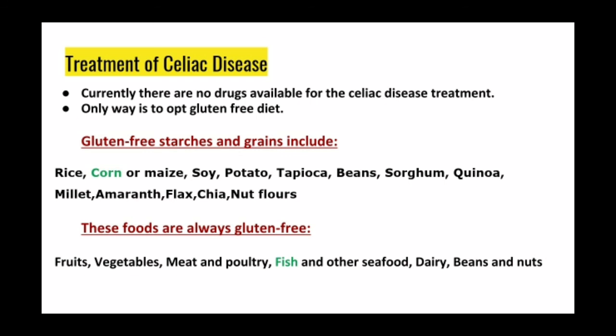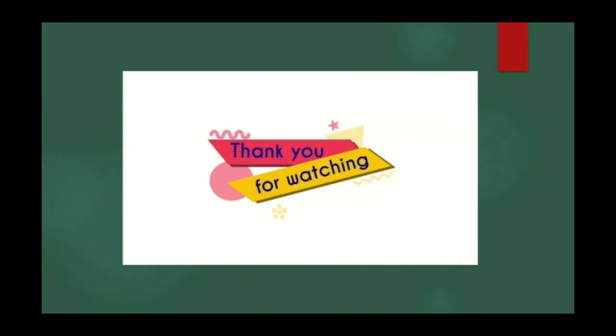So these grains do not include gluten and you can easily have them in your meal to avoid gluten sensitive enteropathy. Other foods which are also always gluten free are fruits. Fruits are free of gluten, and vegetables, meat, poultry, fish, other seafoods, dairy items, beans and nuts. These are always gluten free and you can easily have them in your meal. So that's all about celiac disease.